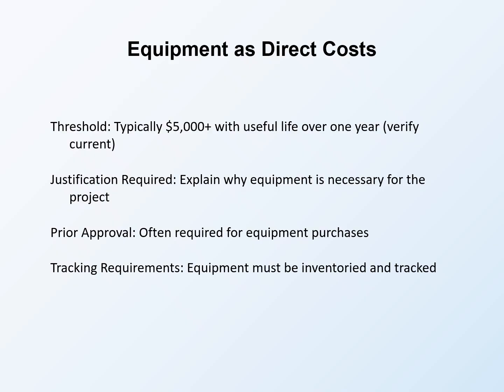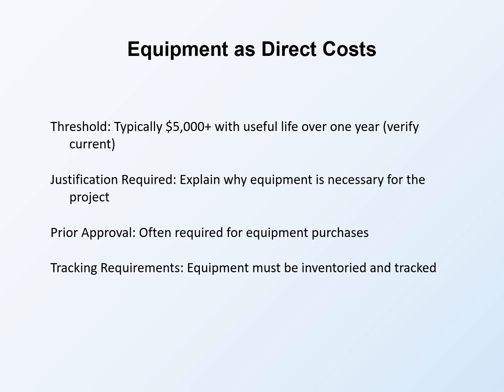Prior approval from the federal awarding agency is often required before purchasing equipment. Check your award terms for specific requirements. If prior approval is needed, request it before committing funds. Purchasing equipment without required approval can result in disallowed costs.